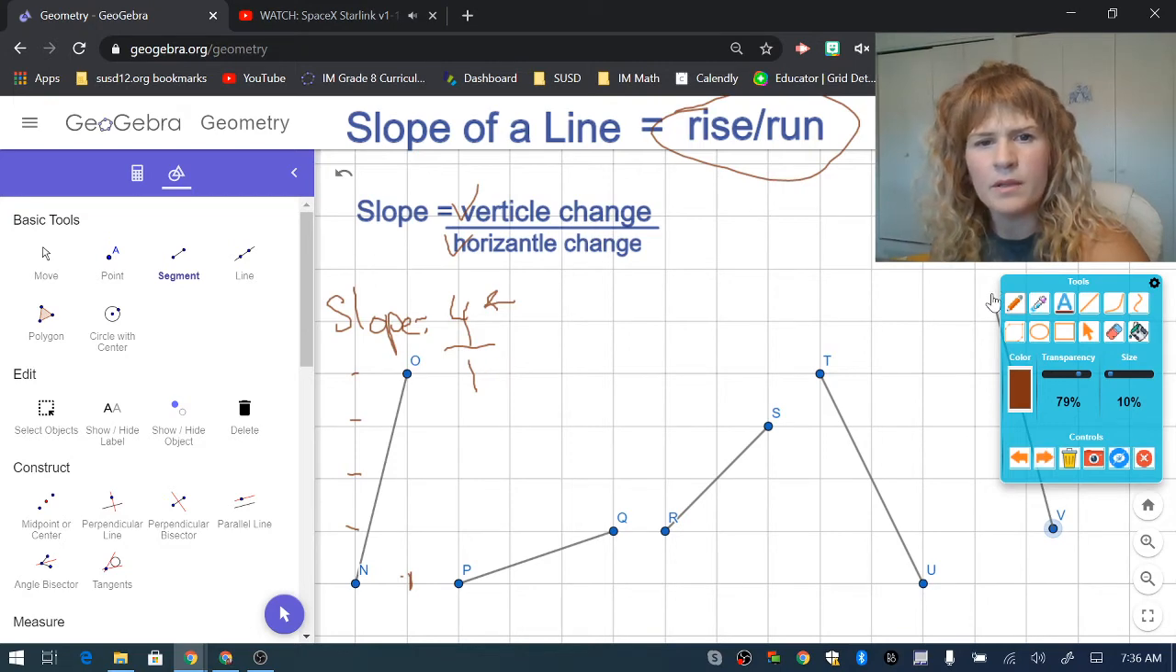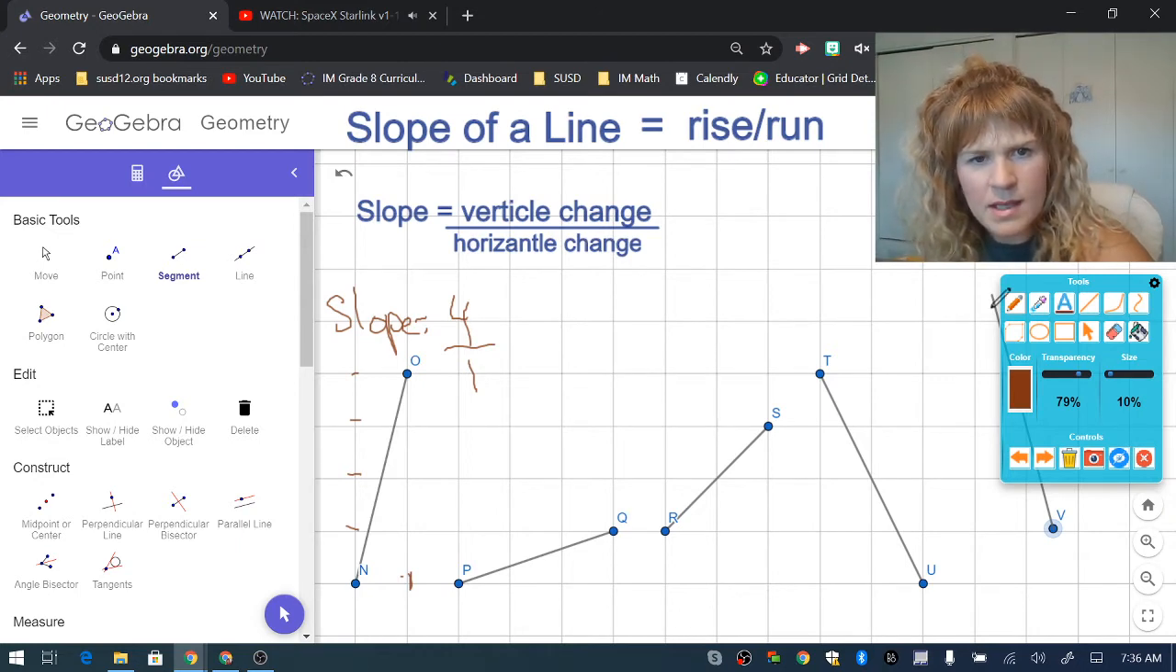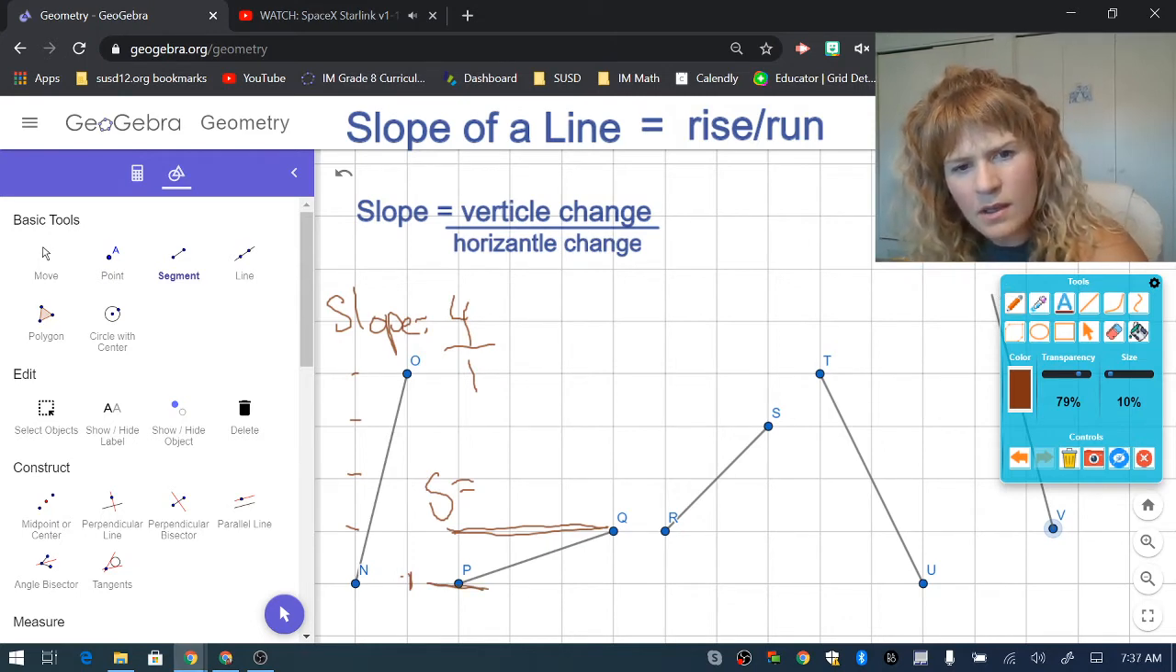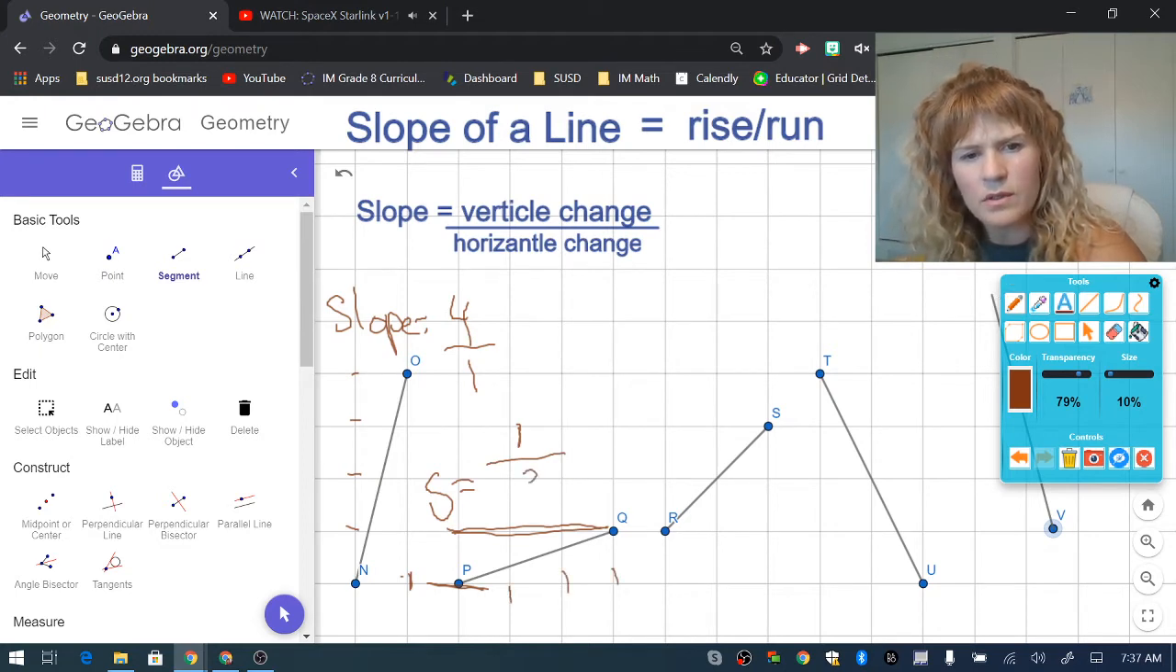Okay, let's keep going. Let me erase a few things to keep it clean. Okay, next line. What is the vertical change? And I'm just going to use an S for slope to make it easy on me. The vertical change is 1 unit. You can see it goes 1 unit up. And what is the horizontal change? The run, 1, 2, 3 units over.